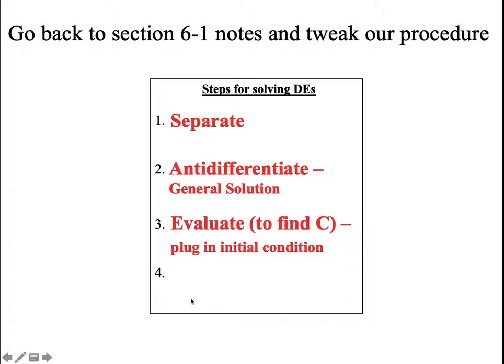So we're going to add a step 4 here, and we're going to call that rewrite. So in other words, you're going to rewrite your general solution, but instead of the plus C on the end, you're going to put that number that you got for C, that constant of integration, and that's our particular solution. That's our specific function that goes through that specific point. So go ahead and pause this video and get these modifications down into your notes in 6.1.